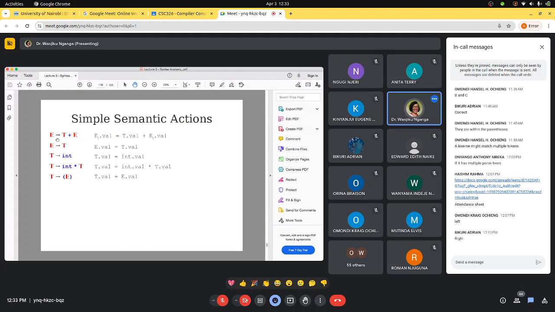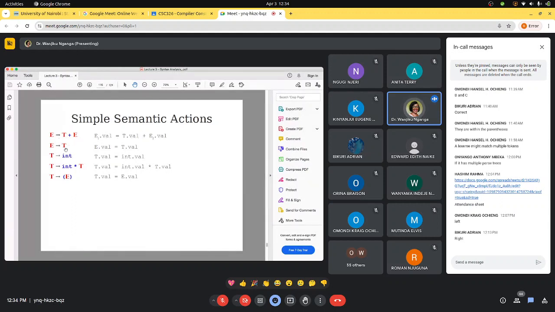Let's take the first one. E is written as T plus E. These are the associated actions, the semantic actions. We're saying that the value of the first expression, E1.val, will be computed as the value of T plus the value of expression 2. Very simple. Basically, E1.val equals T.val plus E2.val.